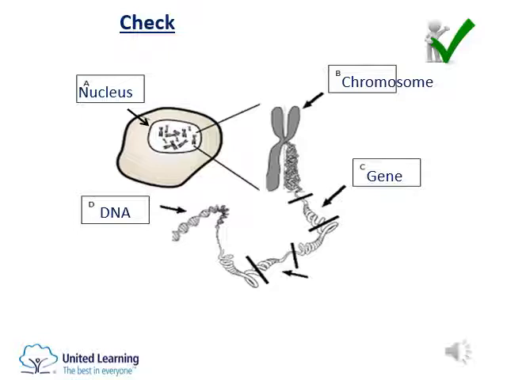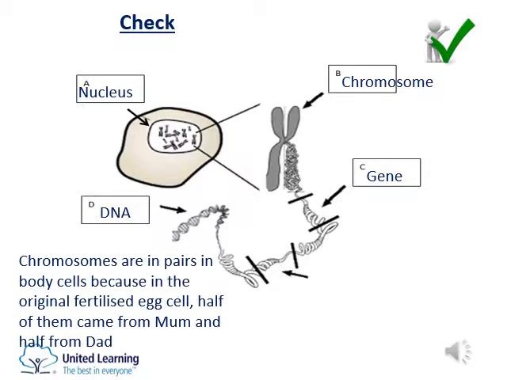And then the final one, if we go down to the smallest structure in this diagram, D, it is the DNA. So DNA is the smallest structure of genetic information. Chromosomes are found in the nucleus. They are made from huge strands of DNA. A small section of DNA is a gene. So you might want to jot down the definition of a gene. It's a section of DNA.